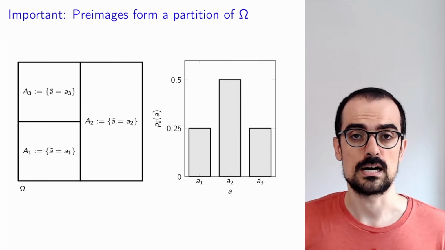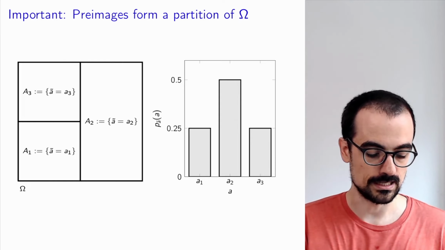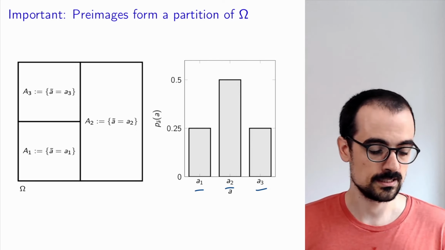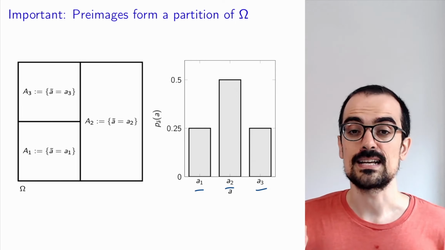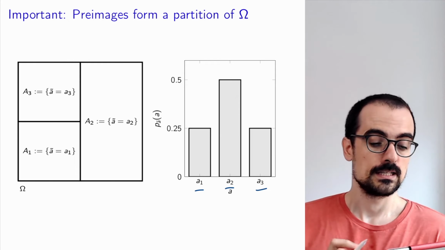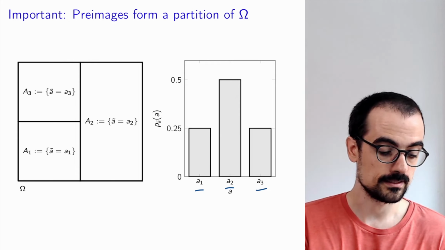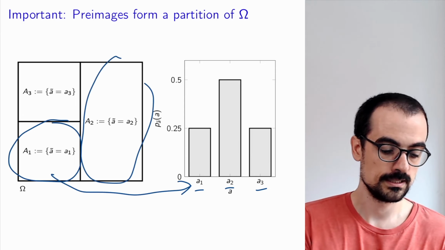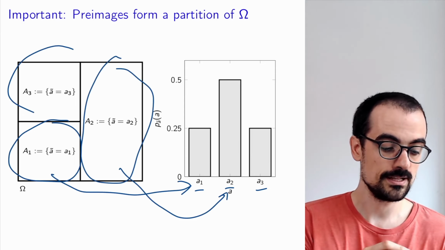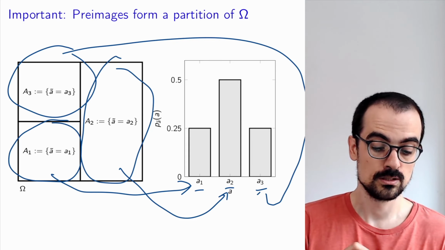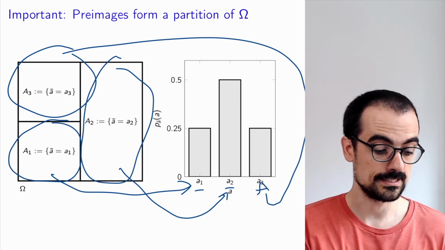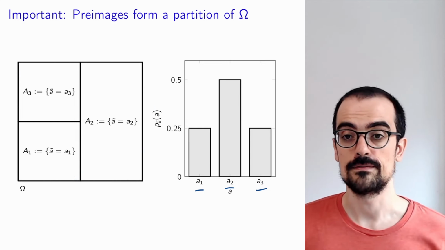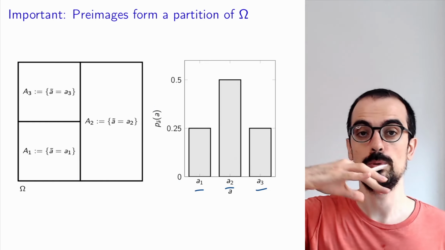Let's go to our example again when we have these three possible values, A1, A2, and A3. And what we're going to realize is that if this is actually a function, these events that map to each of the values actually form a partition of the sample space. Let's prove why that is the case. Well, if they're a partition, then their union has to be equal to the whole sample space.